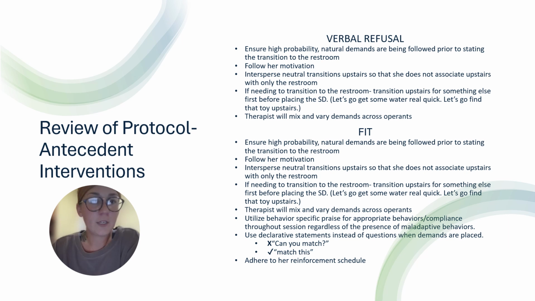So, some antecedent interventions listed for verbal refusal. Just to review those, we're going to follow her motivation. We're going to intersperse neutral transitions upstairs so that she does not associate the upstairs with only the restroom. Restroom's a huge trigger for her. And the way our clinic is set up, it's a gross motor room downstairs, our playroom, and then all the bathrooms are located upstairs. Another one for verbal refusal, we will mix and vary demands across the operants.